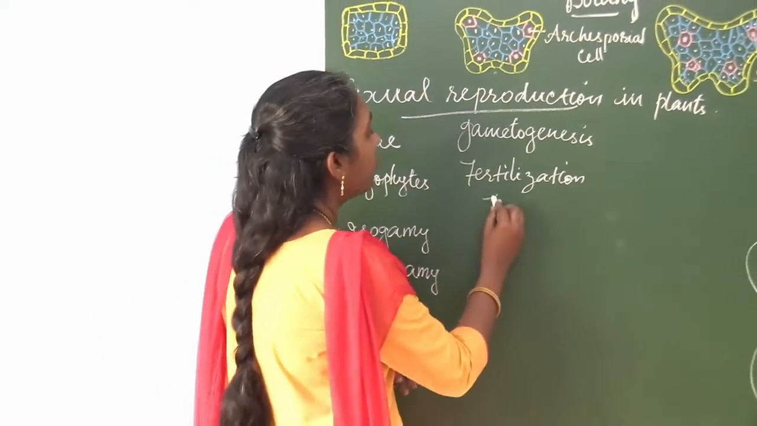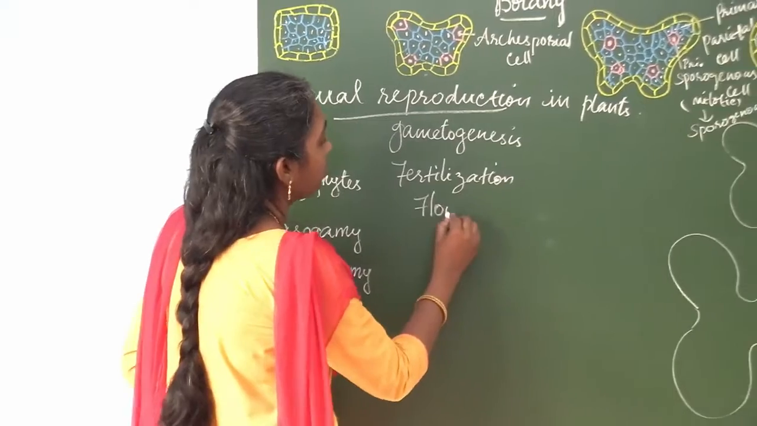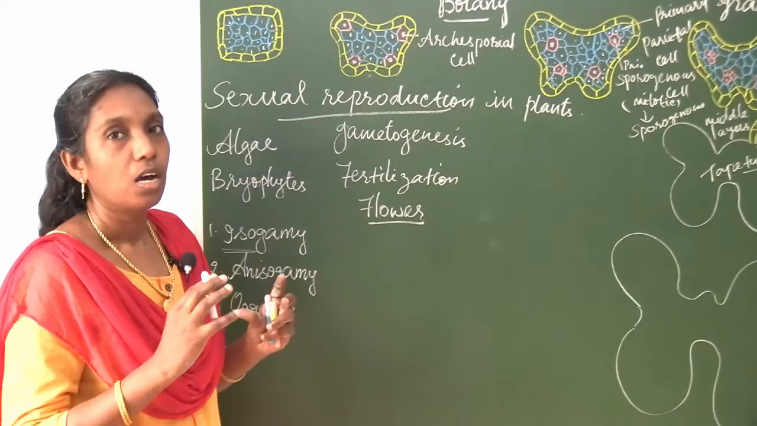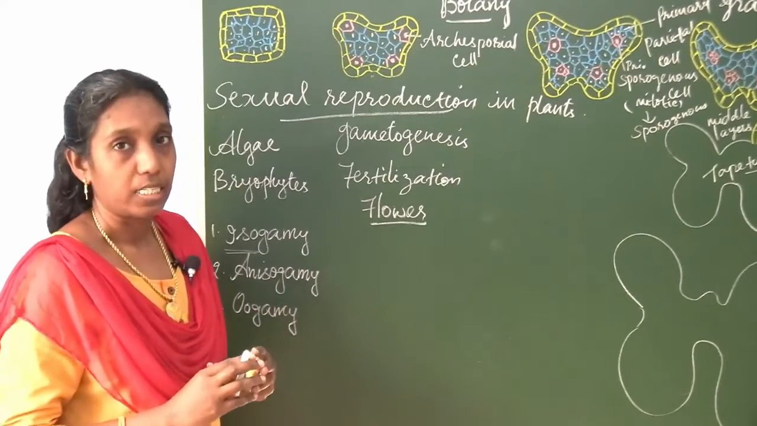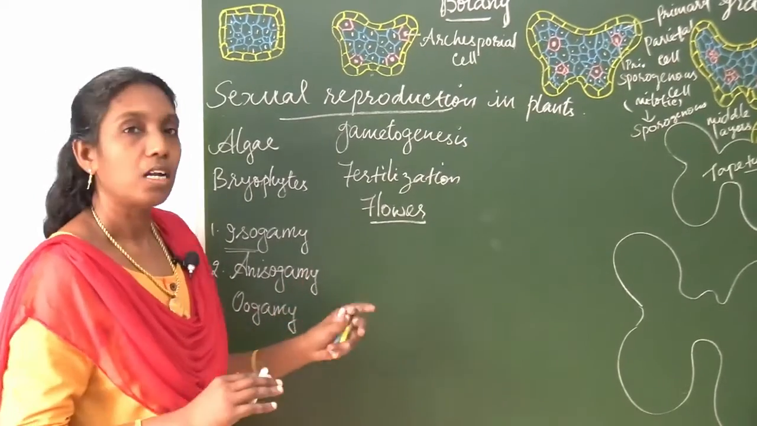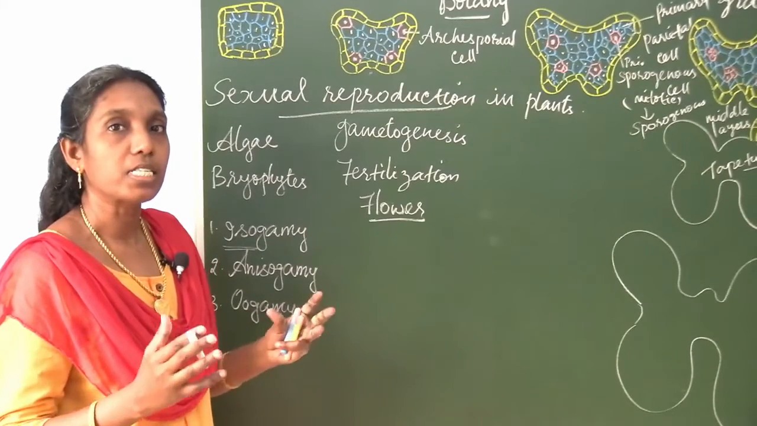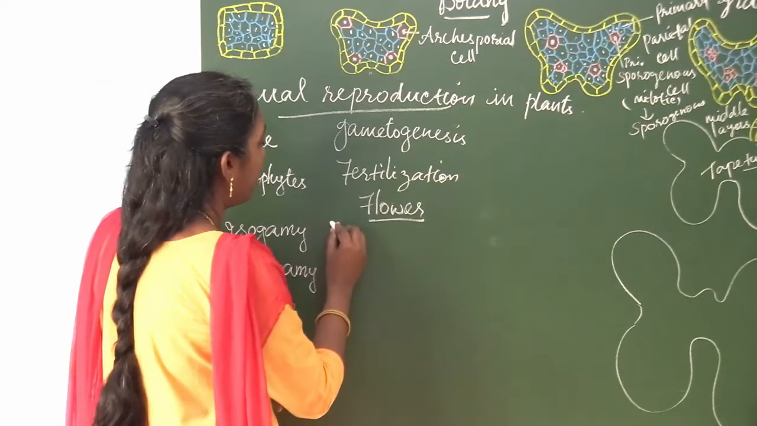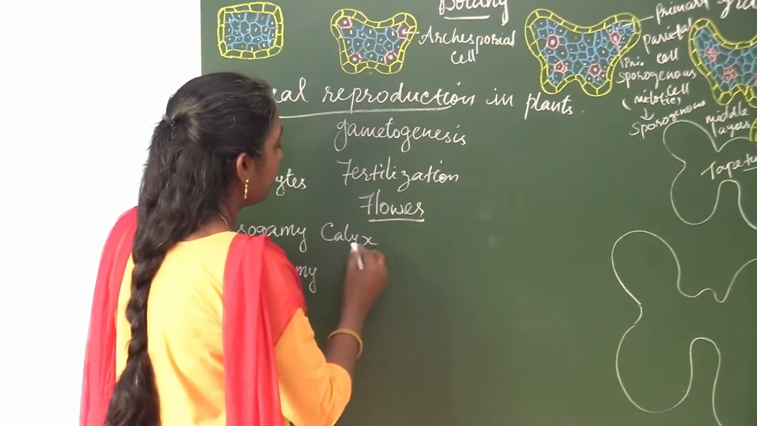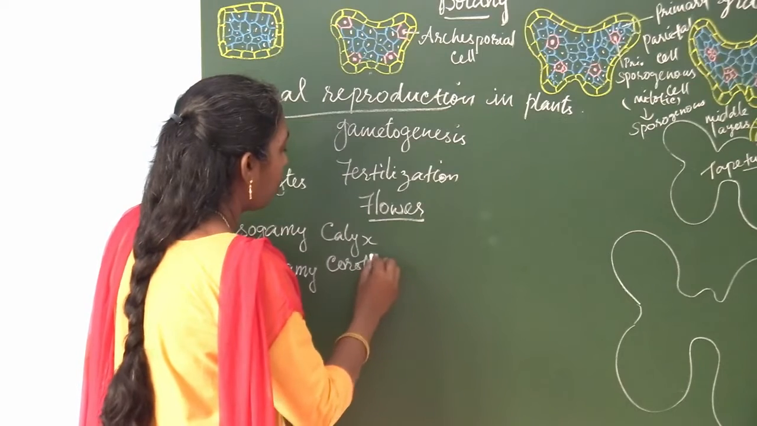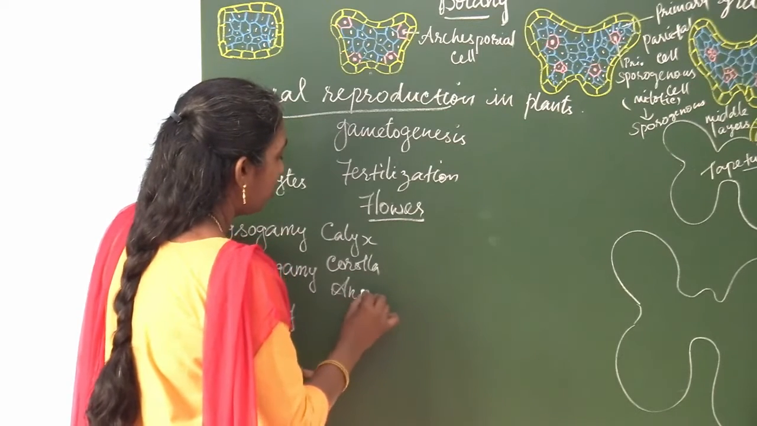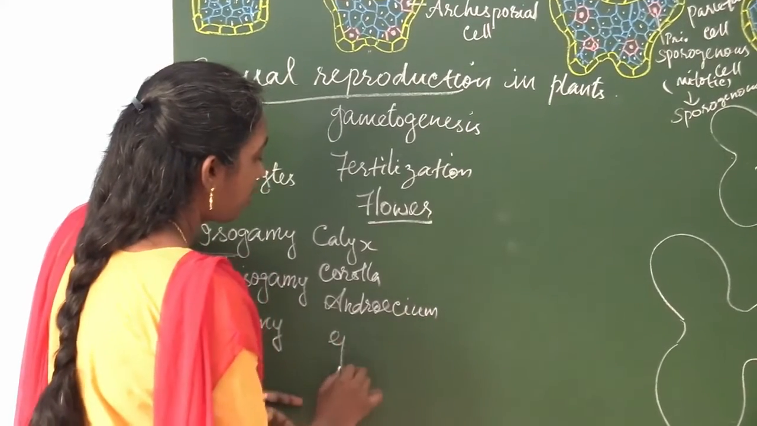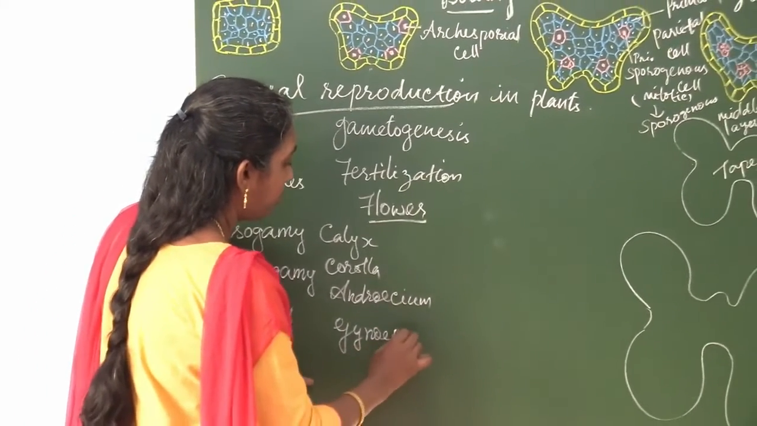And the flower is very important. You all know about the parts of the flower, because the flower is the reproductive organ of the plant. Already you learned earlier the parts of the flower, which consist of four different whorls named calyx, corolla, androecium and gynoecium.